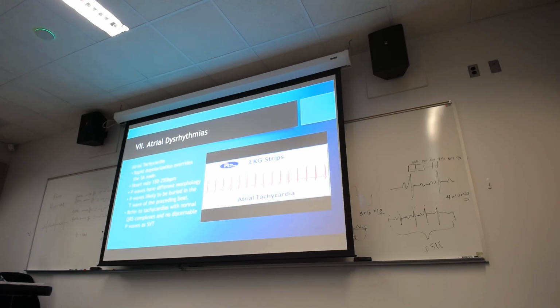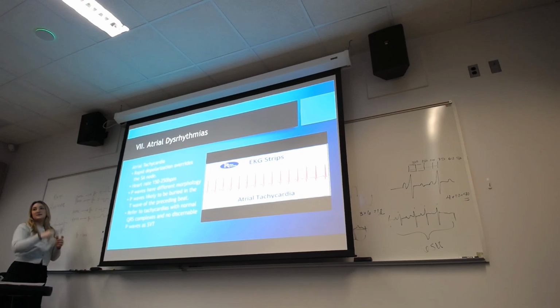Atrial tachycardia. So depolarization is overriding that intrinsic rate of the SA node, and you have a heart rate that's super high, concerningly high. Your P waves can have different morphologies here. Some of them can be inverted, and you have P waves that can also be buried within your QRS complexes because they're so narrow, right? If you have beats happening so frequently, then you don't really have the time to go through the whole process of seeing deflections. How fast is that strip?